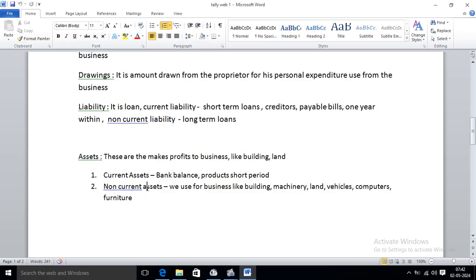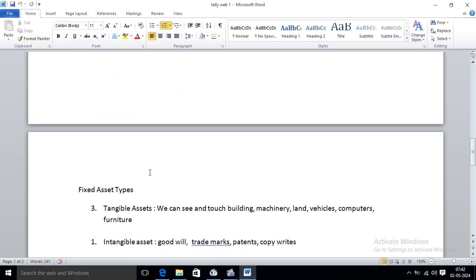Non-current assets means what we use for a business, like a building, machinery, land, vehicles, computers, furniture. These are called non-current assets. They cannot be converted immediately into cash, that is called non-current assets.